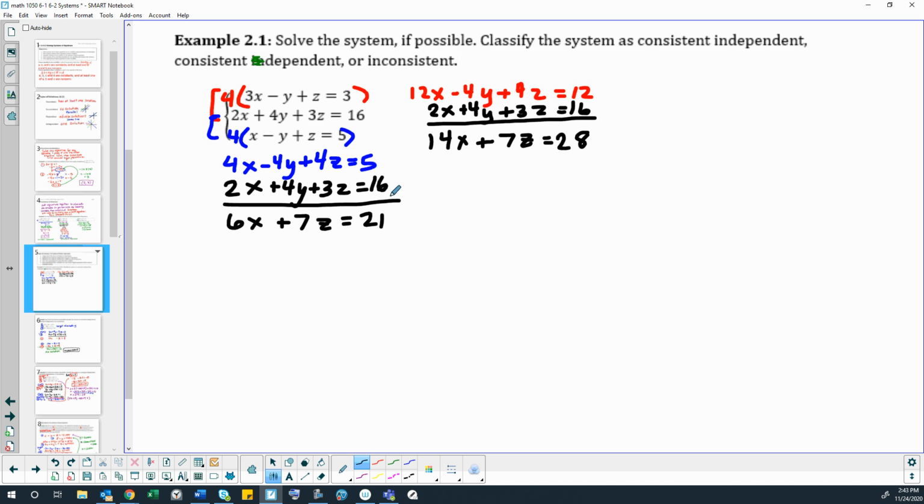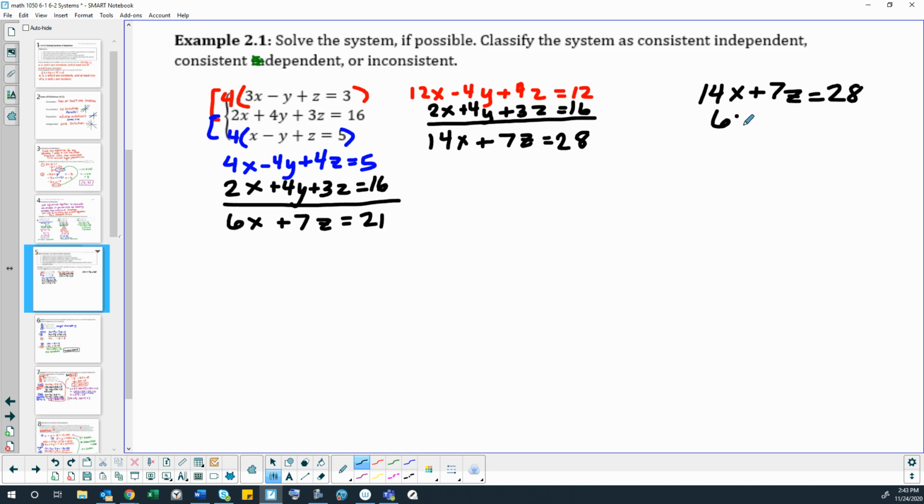We now have a system of two equations with two unknowns, and we just saw exactly how to do problems like that, right? So just to summarize, I have 14x plus 7z equals 28.